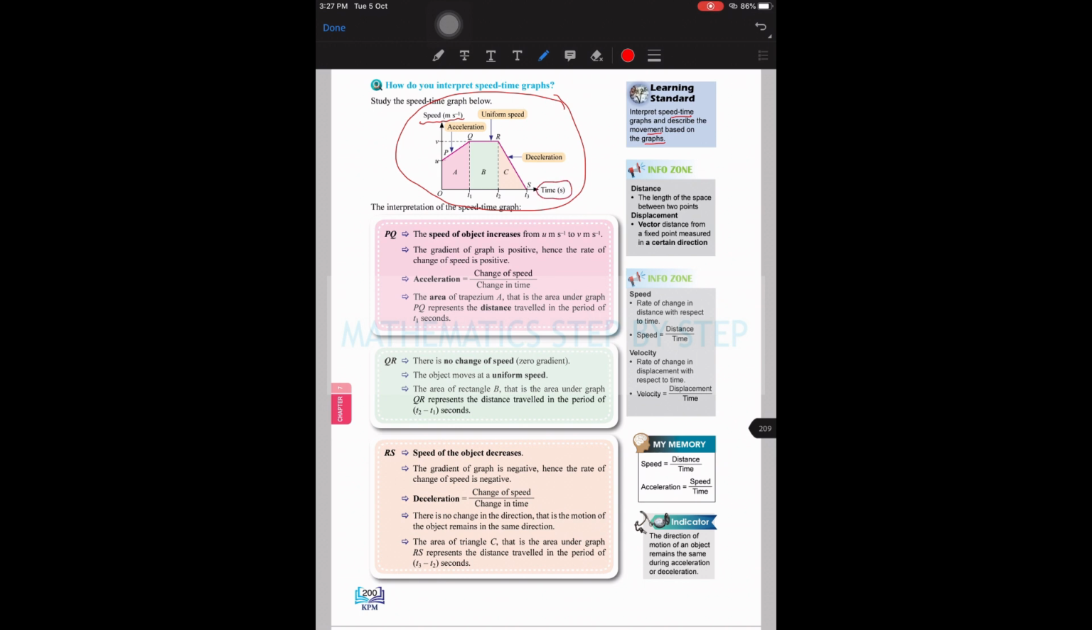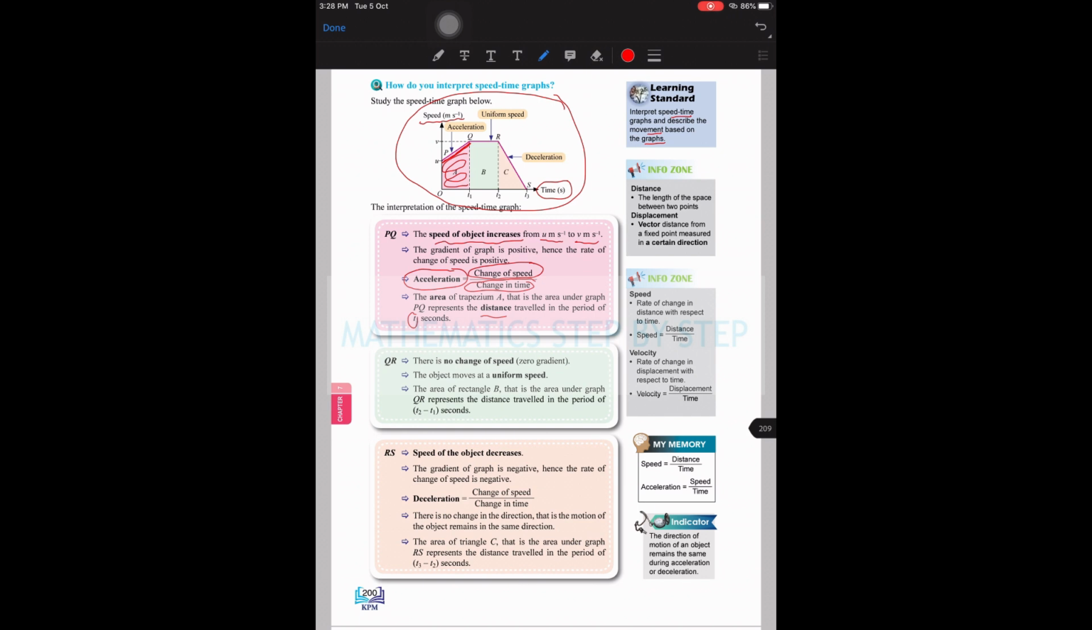Then from P to Q, we can see a positive gradient, which means that the object is accelerating. The speed increases from u meters per second to v meters per second. The acceleration is the change in speed divided by the change in time. And the area under the graph, which is a trapezium, represents the distance traveled in the period of t1 seconds.